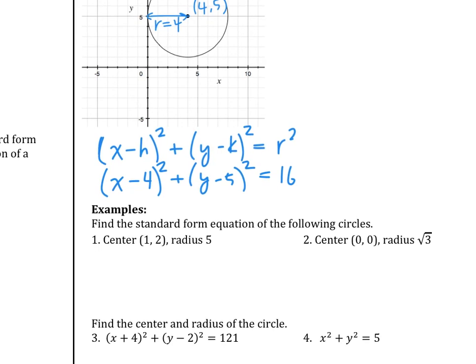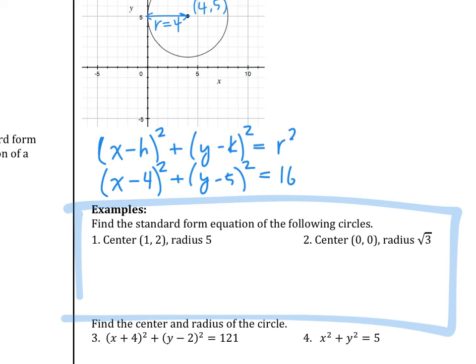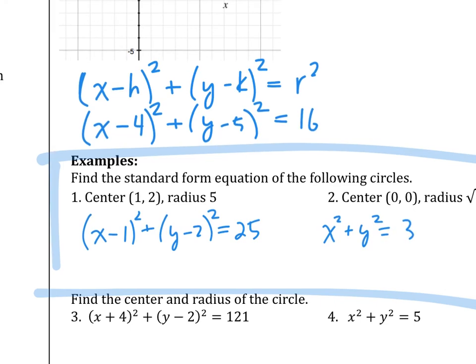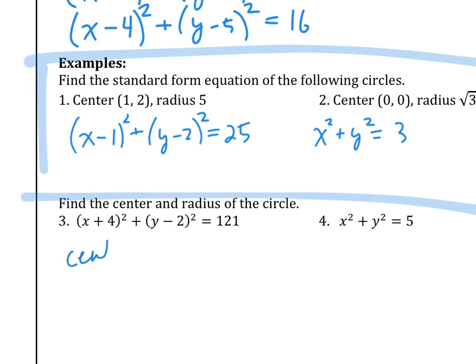Okay, let's really quickly have you try these, 1 and 2. Find the standard form equation of the following circles. All right, let me give you the answers. Number 1, x minus 1 squared plus y minus 2 squared equals 25. Number 2, x squared plus y squared equals 3. Number 3, the center is (-4, 2) and the radius is 11. And the last one, the center is (0, 0), and the radius is square root 5.